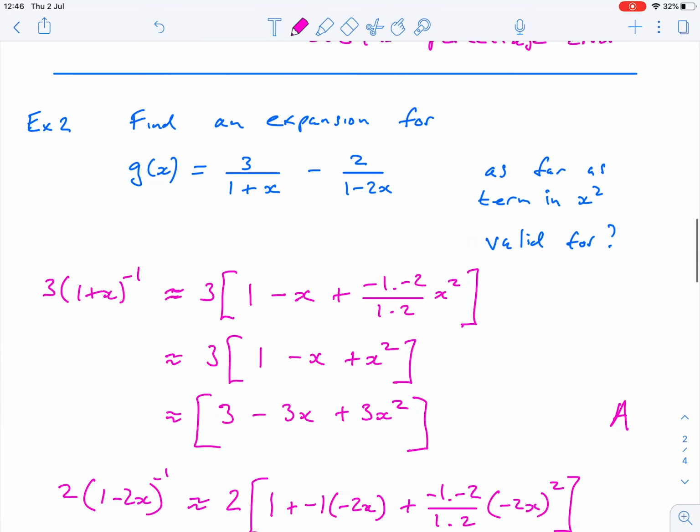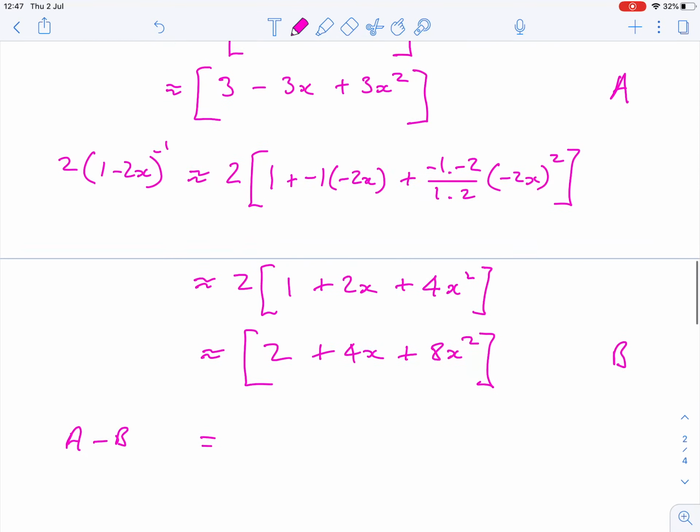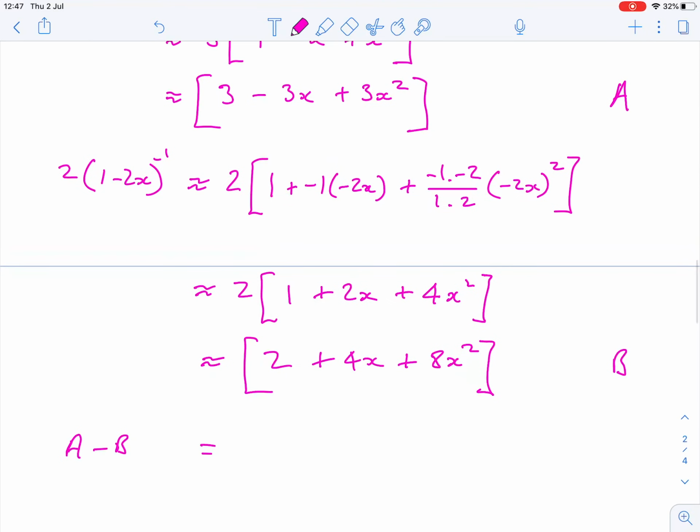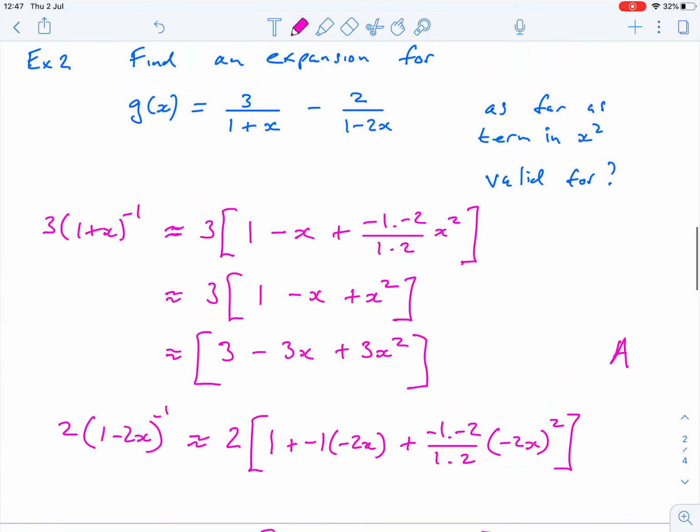And we'll call that one B. Now we want that first term minus the second term, so we want A minus B. I'm trying to take the second bracket away from the first. So 3 take away 2 is 1, minus 3x take away plus 4x is minus 7x. 3x squared minus plus 8x squared is minus 5x squared. And so that is our expansion for what we were asked to find. Just remains to declare which range it's valid for.